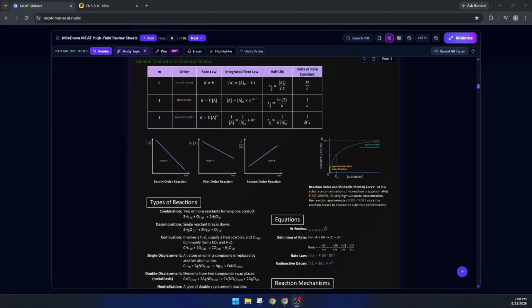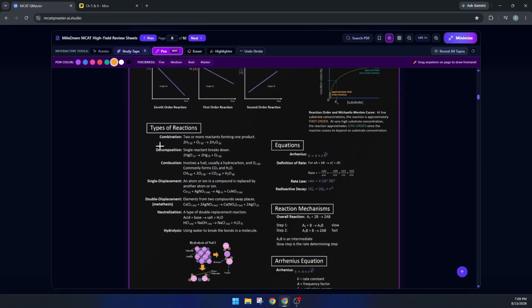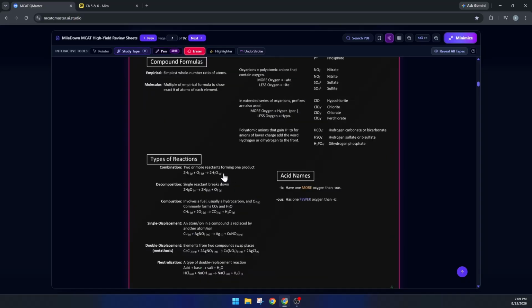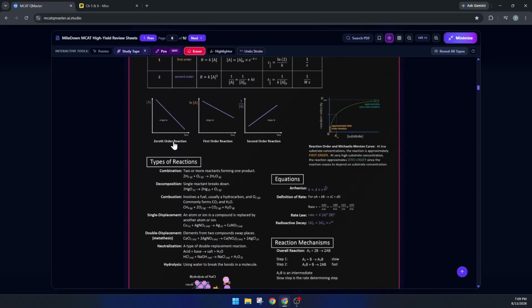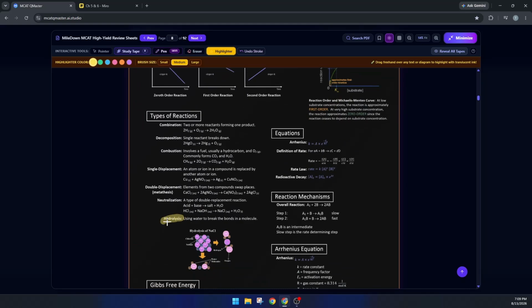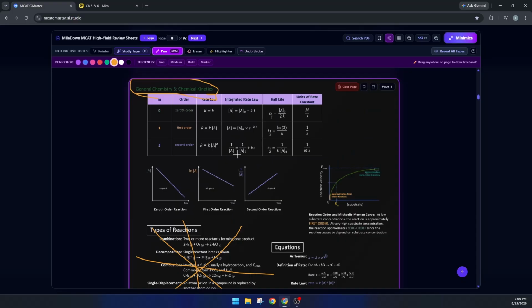Okay, so now we're on chemical kinetics, general chemistry 5. The only thing I have to say is that we already went through a lot of the types of reactions that occur. The only one that hasn't been covered since general chemistry 4 is hydrolysis. So you should know hydrolysis is using water to break bonds in a molecule, and there's an image just underneath it that shows that.